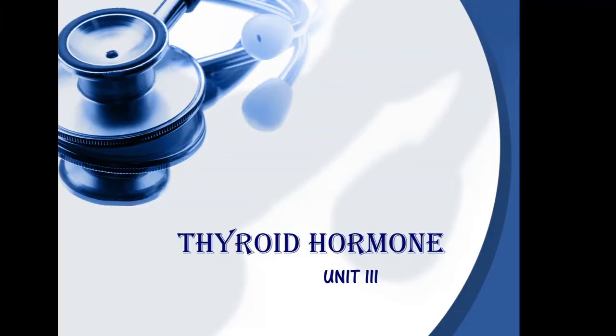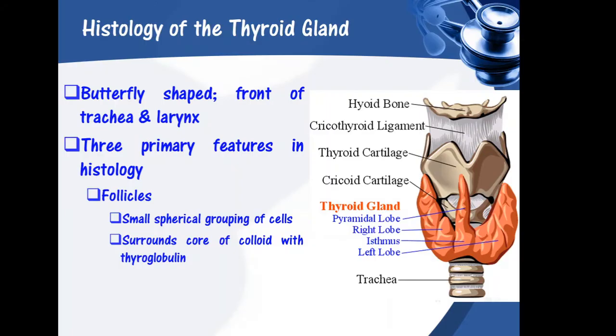Today's class is on thyroid hormones, and as you know, the thyroid gland is a butterfly shaped gland or organ which is found in front of the trachea and larynx. Here you can see the thyroid gland, and this is the trachea. There are three primary features in the histology of the thyroid gland. One is it has follicles. Follicles are small spherical groupings of cells that surround the core of colloid with thyroglobulin.